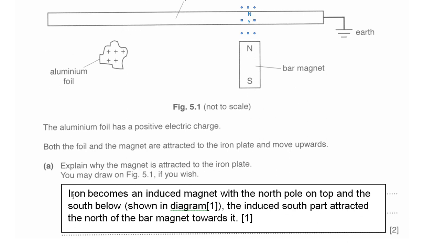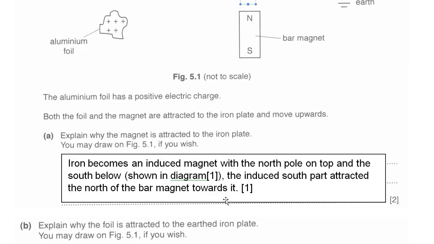And then I'll go on to explain that the iron plate becomes an induced magnet with the north pole on the top and the south pole below, as shown in the diagram here. This is my drawing. The induced south part, which is this one, will attract the north of the magnet towards it. So the second point is to say that basically unlike poles attract.